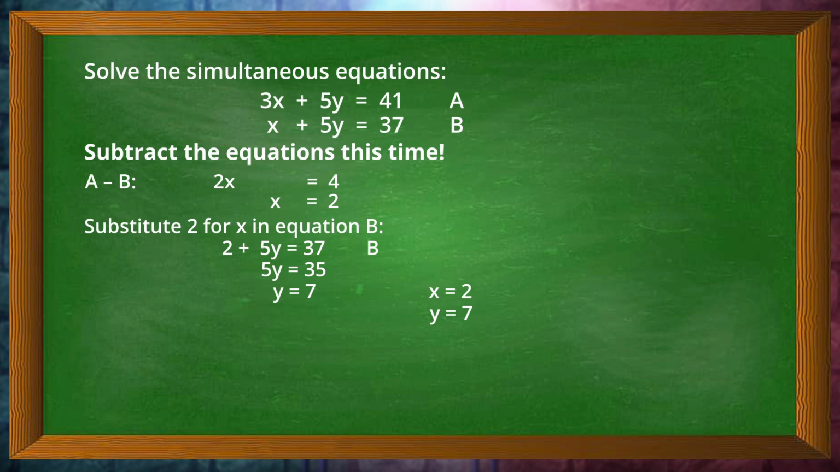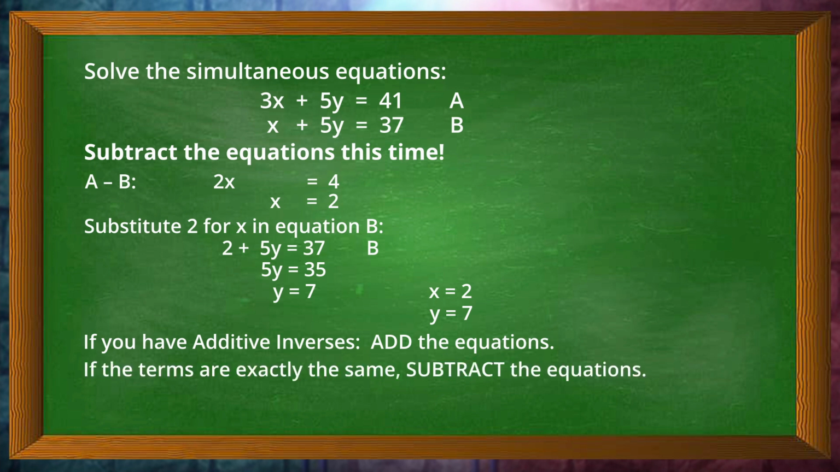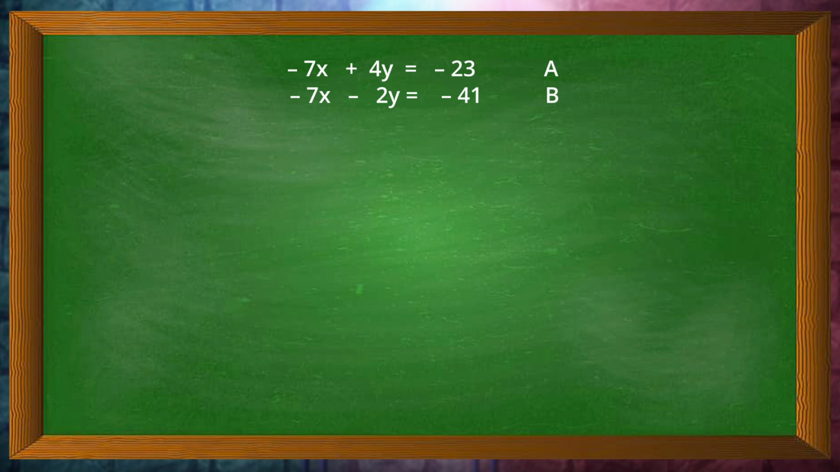We can make a rule for ourselves at this stage. If you have additive inverses, add the equations. If the terms are exactly the same, subtract the equations. But be very careful when you are subtracting in algebra, especially when there are negative signs involved. Look at this example and decide what the next line would be.